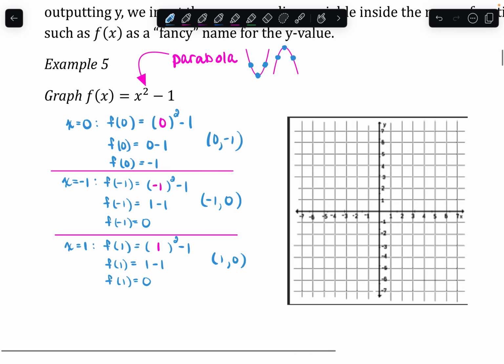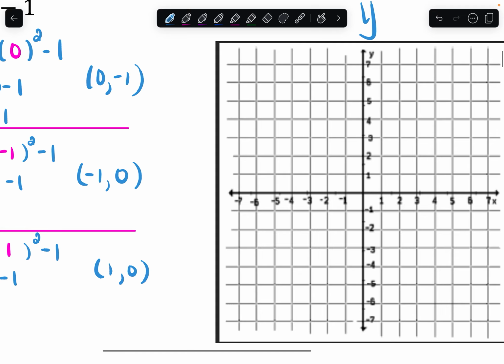All right, so I have my 3 points. So as far as a graph goes, x axis runs left and right. Y axis, or you could say f of x axis, runs up and down. So to plot my first point, 0, negative 1, 0 means I don't go anywhere on the x-axis. Negative 1 means I go down 1 on the y-axis. So there's my first point.